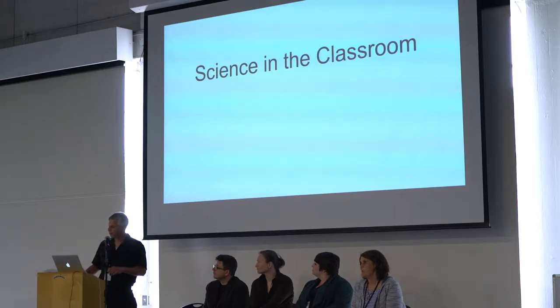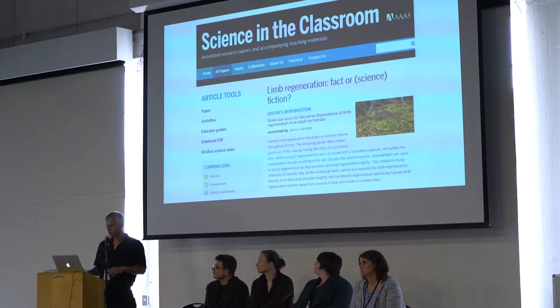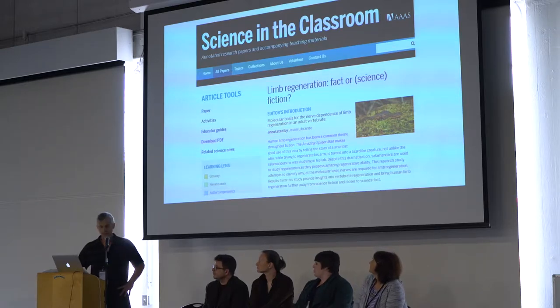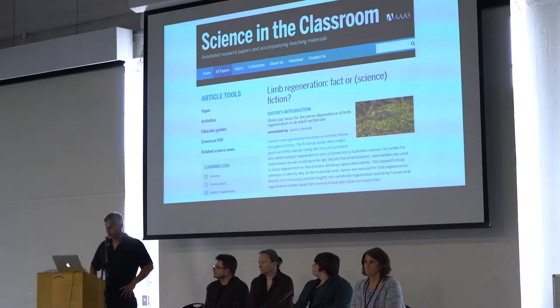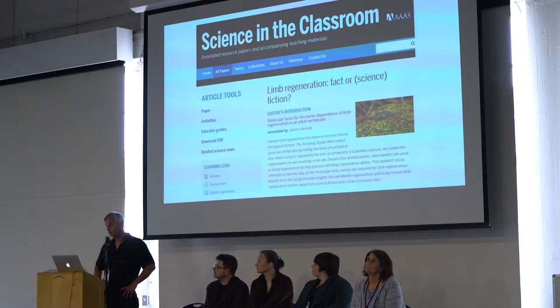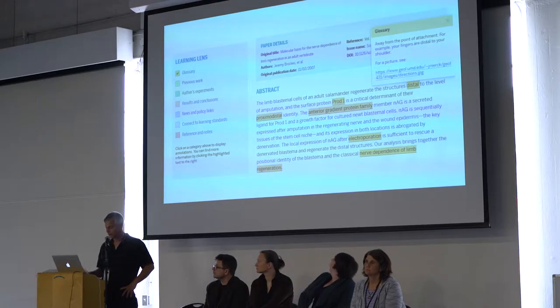So the first one up is Science in the Classroom. This is, I guess only a few people were there yesterday, so I'll just repeat a few things, a AAAS project that annotates a collection of primary literature from the science family of journals. Annotations are done, I think, mainly by graduate students for the benefit of younger students to help them understand the methods and outcomes of scientific research. So here is one of those annotated papers.